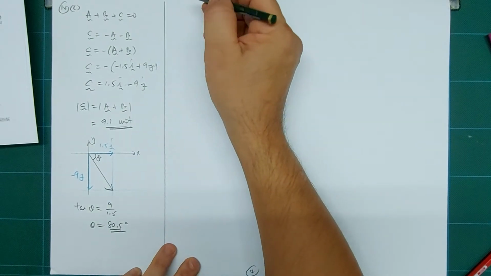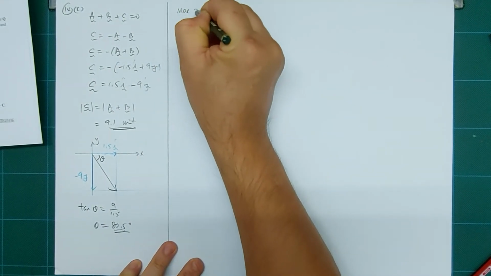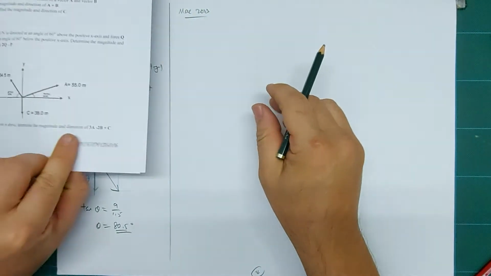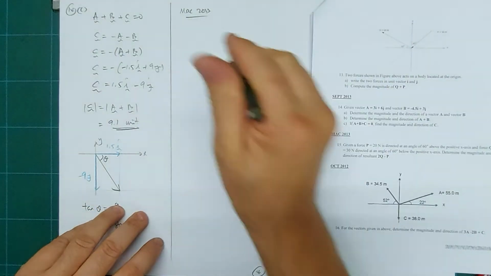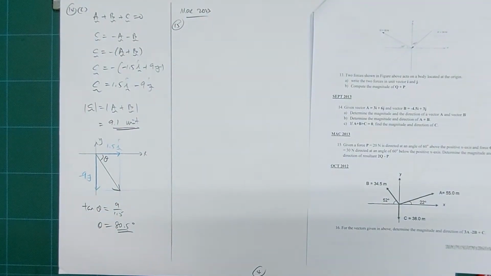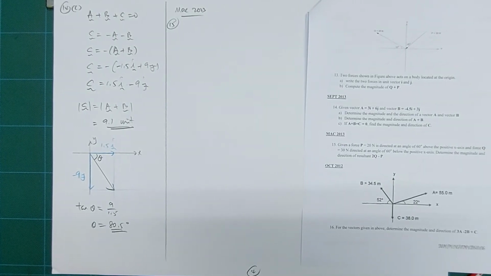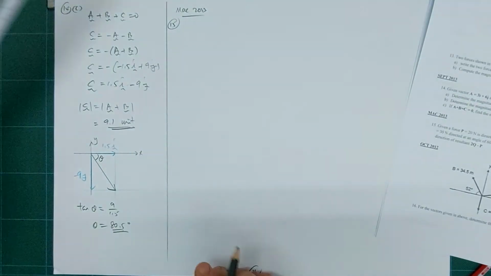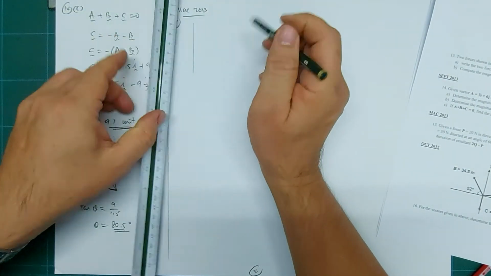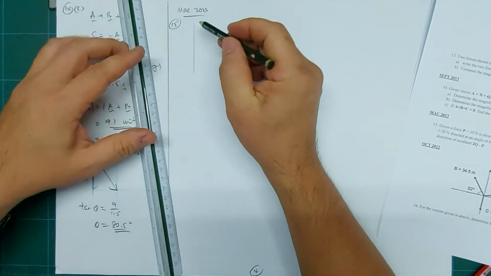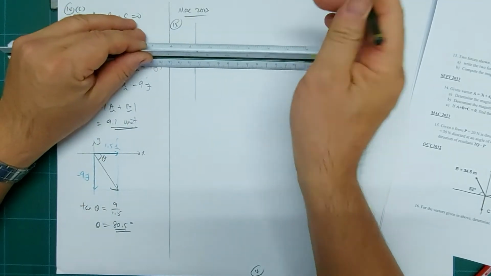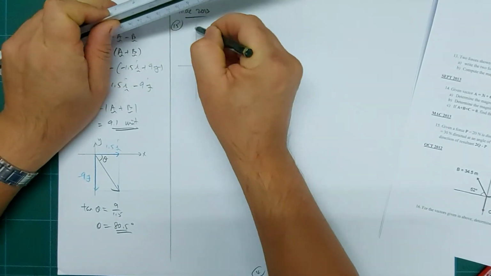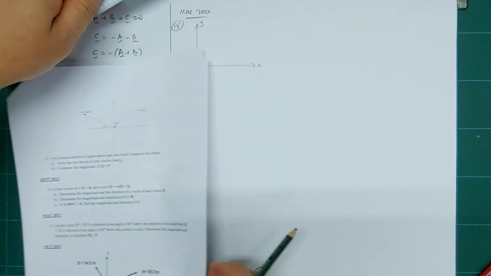Next one, March 2013. Question 15 here. Given a force P, 20 Newton, directed at an angle 60 degrees above the positive X, and a force Q, 30 Newton, directed at an angle of 60 degrees below the positive X. Determine the magnitude and direction of 2Q minus P. Alright, draw the vector first. That one will be 60 degrees, so we need a larger space for that. X and Y. So we have two vectors there.